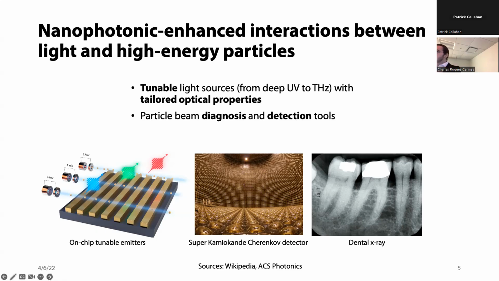And I will talk mostly today about fundamental physical effects that might lead to interesting and novel integrated light sources driven by free electrons and other types of high energy particles that can span a very broad spectrum, and with tailored optical properties by engineering the nanophotonic structures that they interact with. And also new types of particle beam detection and diagnosis tools that rely on nanophotonics to get more information from the light that's emitted, for instance, with an X-ray.